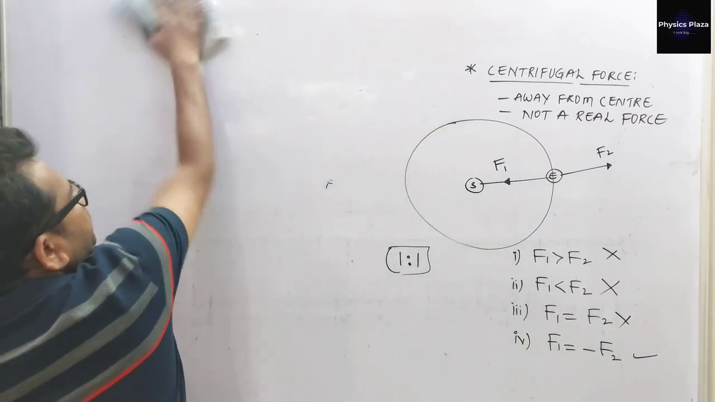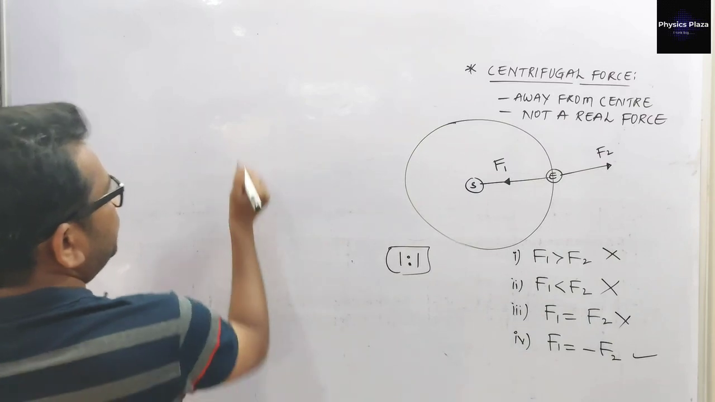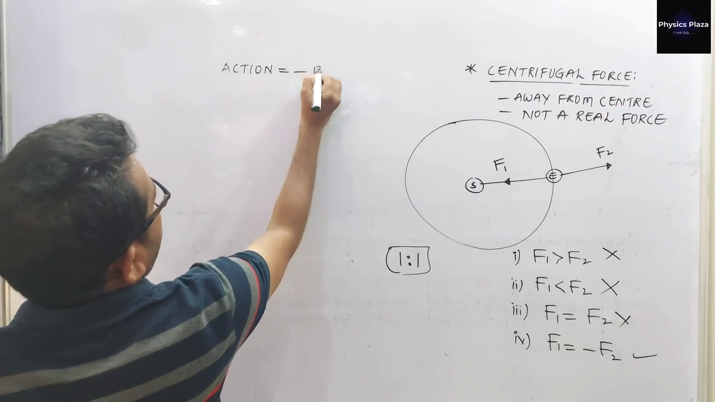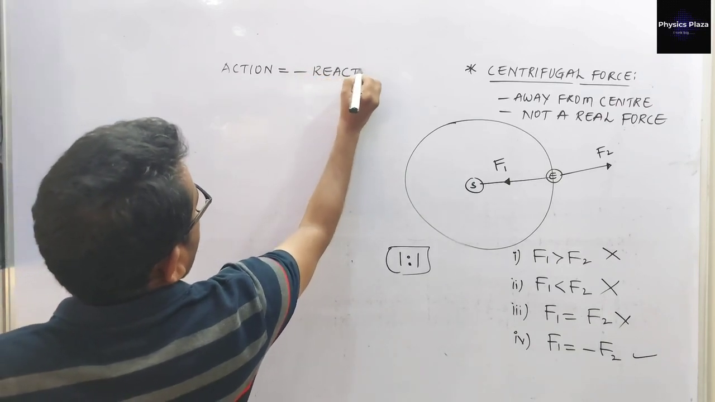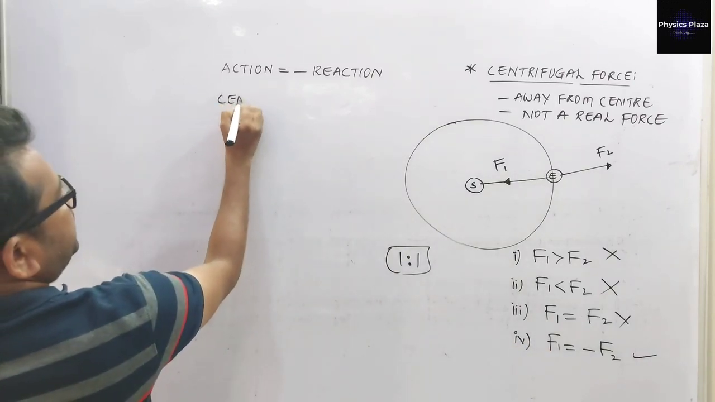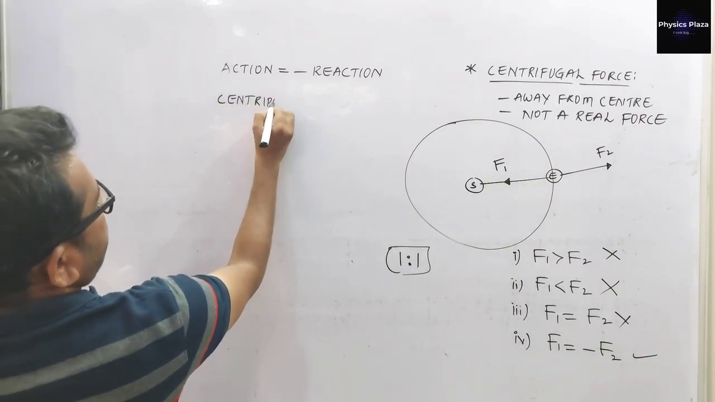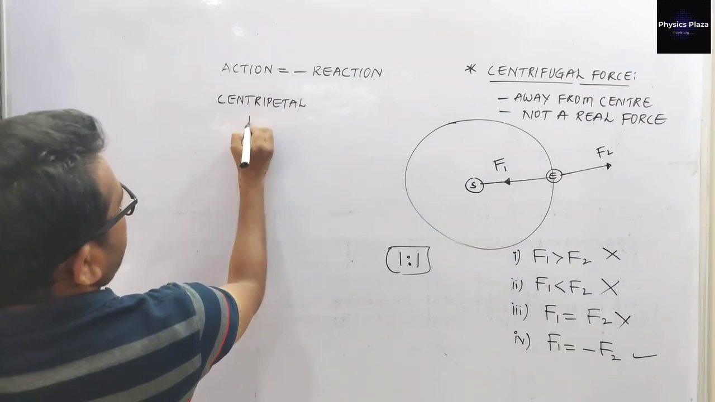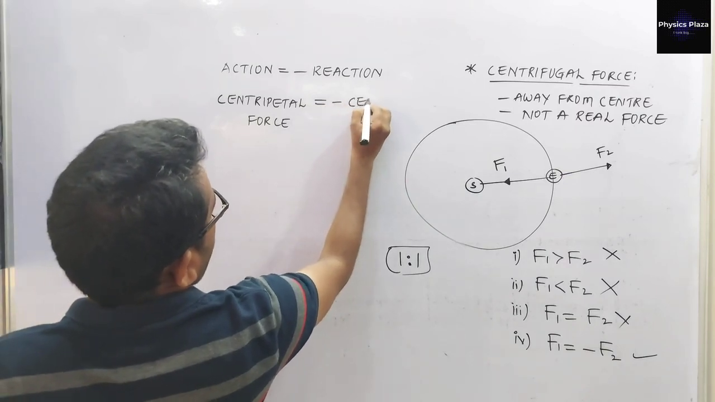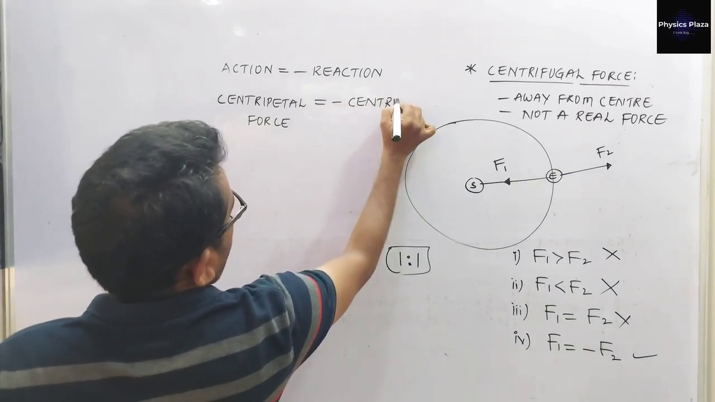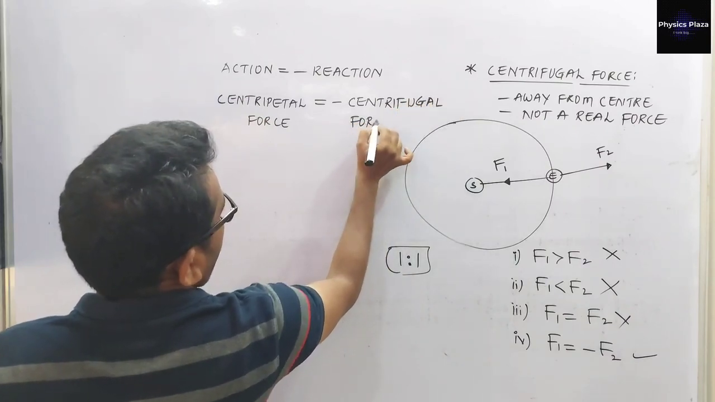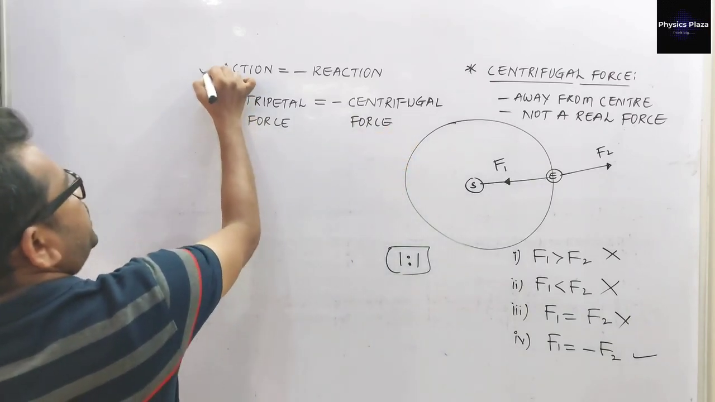Children, it's very, very important. So, let us recall once again, children, Newton's third law of motion. Action is equal to minus reaction. Now, we also can write here, centripetal force is equal to minus centrifugal force. Children, look at here. Now let us compare. So action is equal to minus reaction.